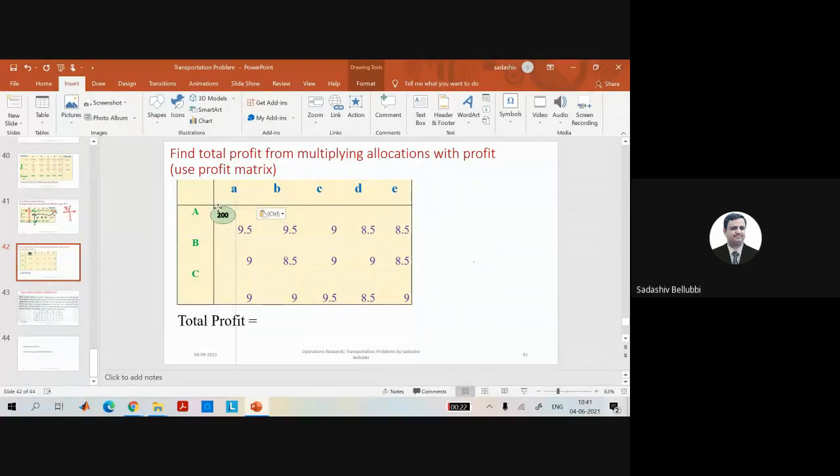This matrix is a profit matrix. In this, we need to write whatever allocations we have done: 3000, next one is 2000. This matrix is a profit matrix. That is important. If you calculate the profit from the minimization matrix, then your answer will be wrong. That is the main difference.